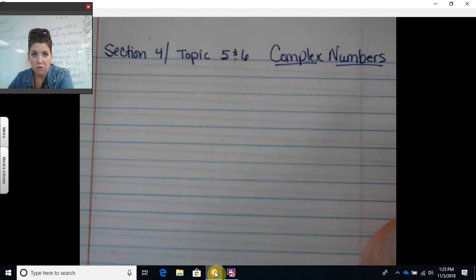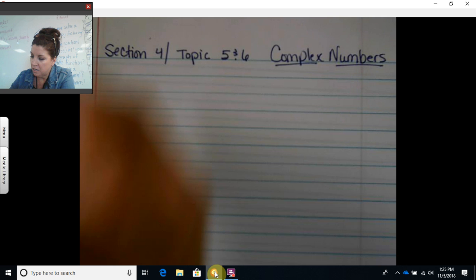So Algebra Nation has this spread over 2 different sections. I'm combining it into one lesson. Today is a C day, so we're not going to get very much finished. We won't get all of the notes for section 4, topic 5 and 6. Just the first little part, okay?